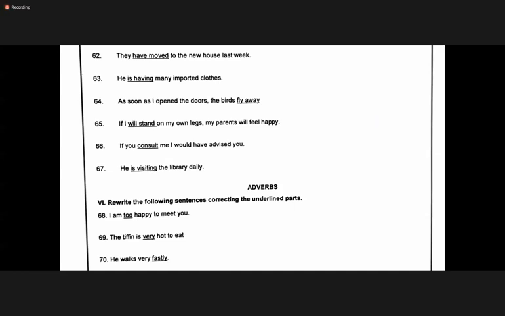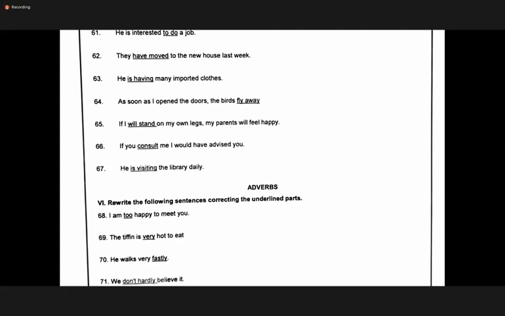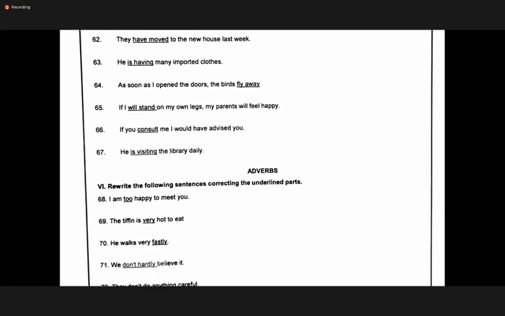Next, 66. If you consult me, I would have advised you. Would have advised you. Third type, if you had consulted me. Yes, right. Third type of conditional sentence. If clause contains past perfect. So 66, if you had consulted me, I would have advised you. 67, he is visiting the library daily. He visits the library daily.